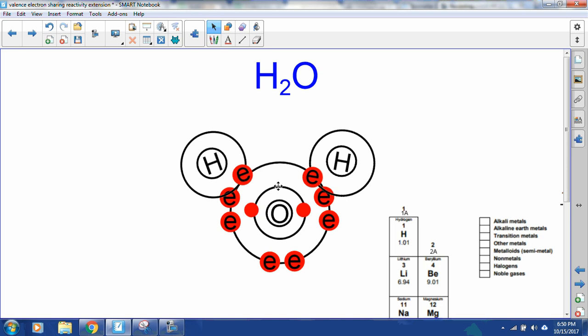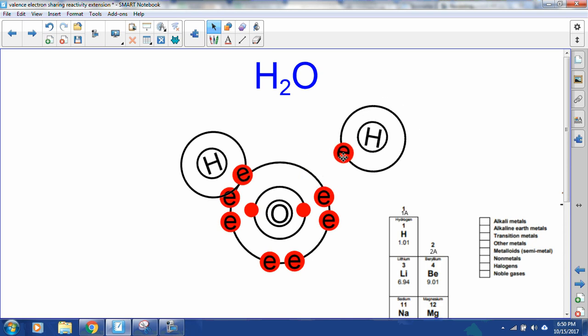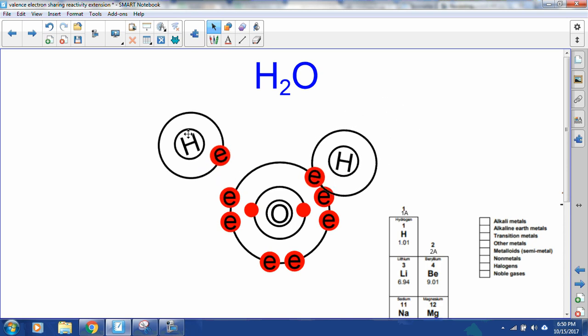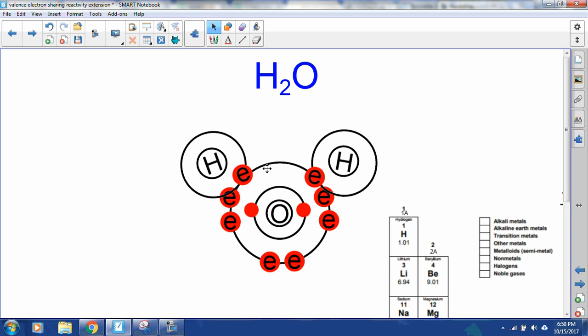So water is a very stable molecule. All the elements in the molecule are happy. Now whenever hydrogen bonds with oxygen, it kind of makes that water molecule look like Mickey Mouse. So a lot of times you'll hear scientists call water the Mickey Mouse molecule.